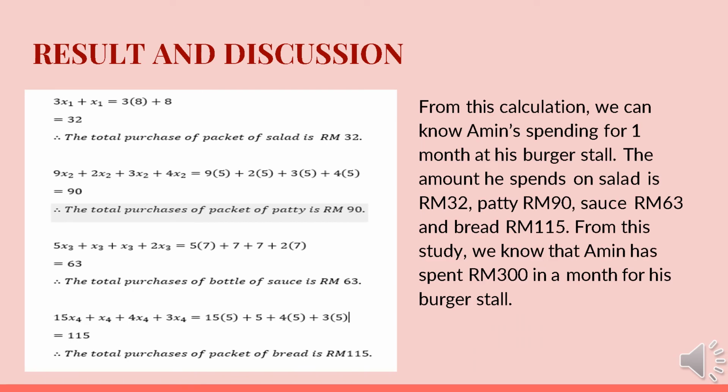Then the result and discussion. From step 4 in the methodology, we can conclude that the amount Amin spent for salad is 32 ringgit Malaysia, for the patty is 90 ringgit Malaysia, for the sauce is 63 ringgit Malaysia, and for the bread is 115 ringgit Malaysia. After we add up all of Amin's spending on the ingredients, we get the total amount that Amin has spent: 300 ringgit Malaysia in a month.